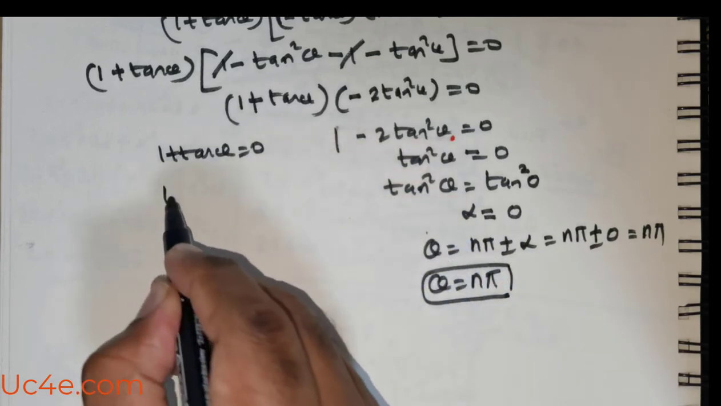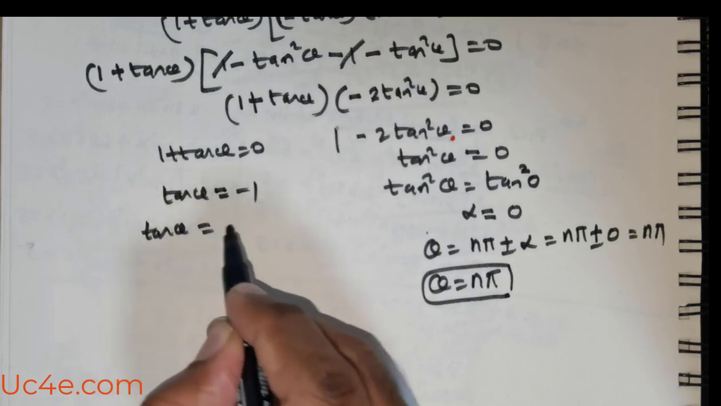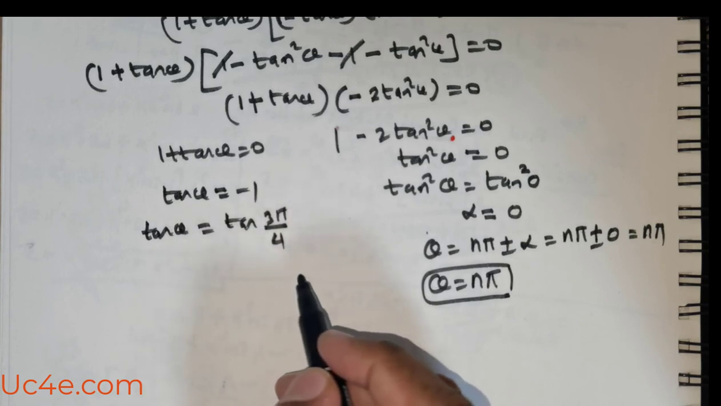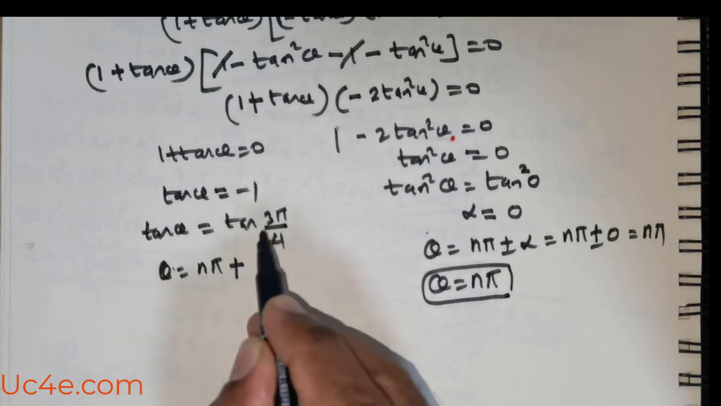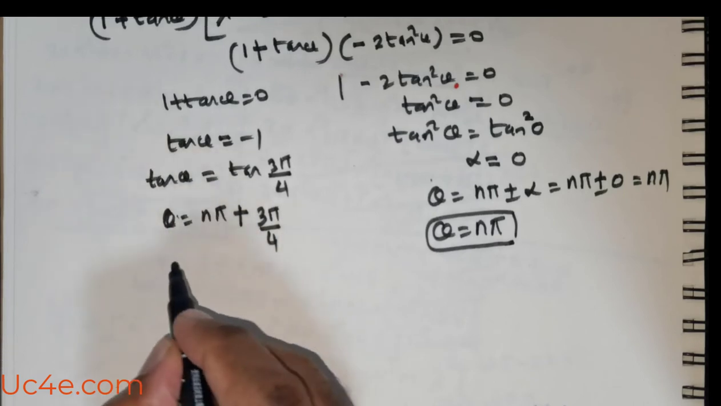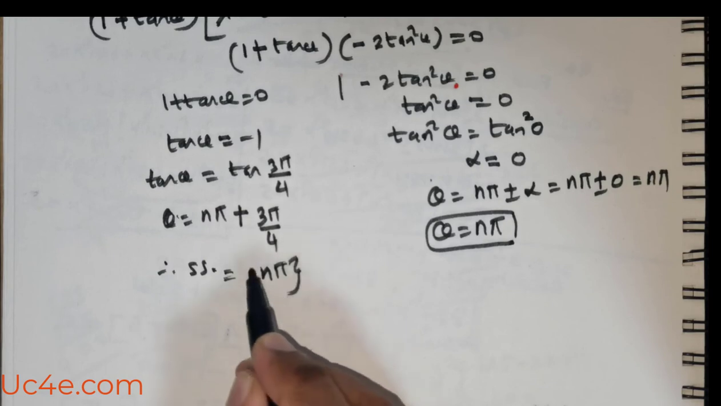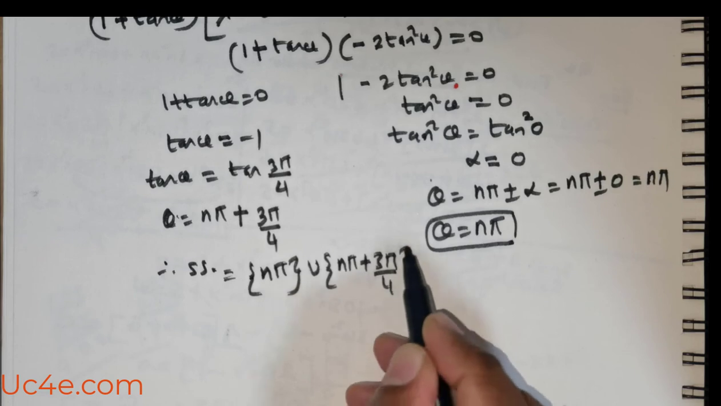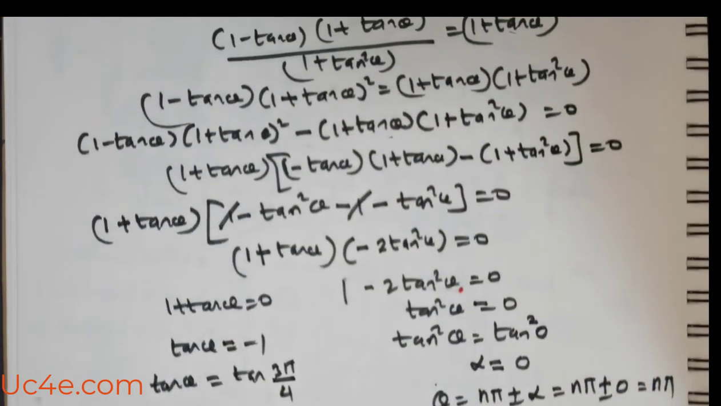And coming back to this part, in this case tan theta is equal to -1. Therefore I can write this as tan theta equal to tan of 3 pi over 4. So clearly in this case theta is going to be n pi plus alpha, which is nothing but 3 pi over 4. So therefore the solution set is n pi union n pi + 3 pi divided by 4. This is the complete solution for this question. So it's a lovely question, students.